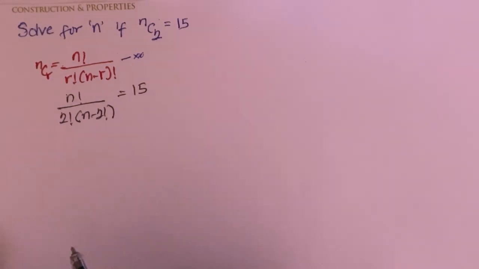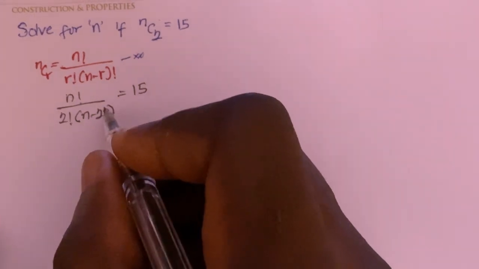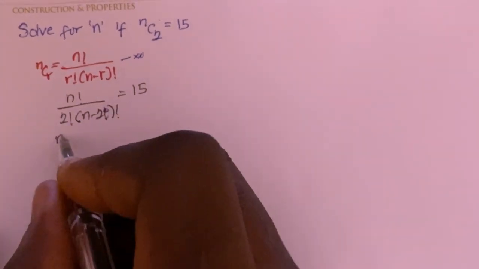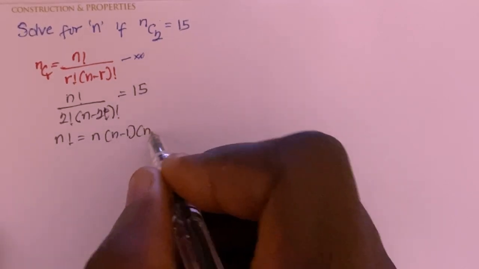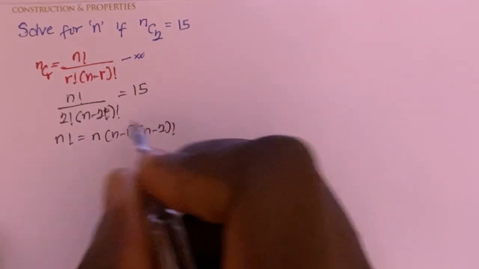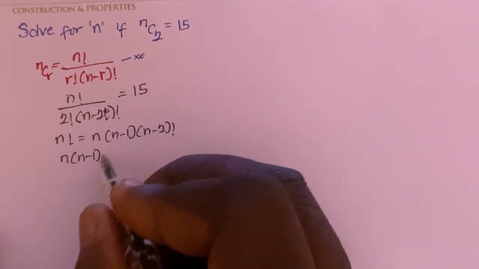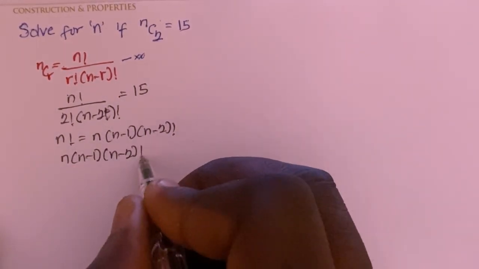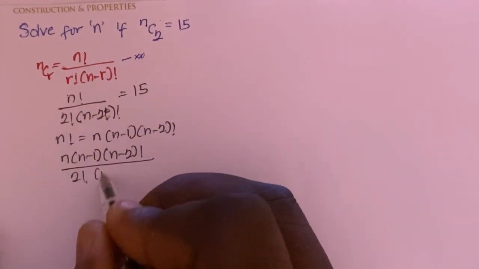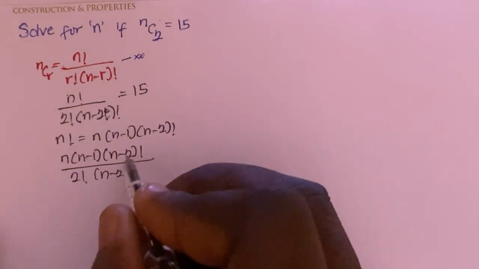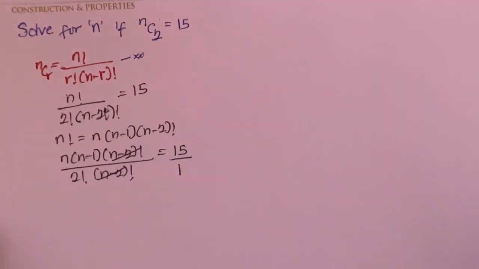Let me see if I will be able to eliminate this n minus 2 factorial. Here I can record that my n factorial is written as n into bracket n minus 1 into bracket n minus 2 factorial. Now put it here: n into bracket n minus 1 into bracket n minus 2 factorial divided by 2 factorial into bracket n minus 2 factorial. So this will cancel this. Then it equals 15 divided by 1.